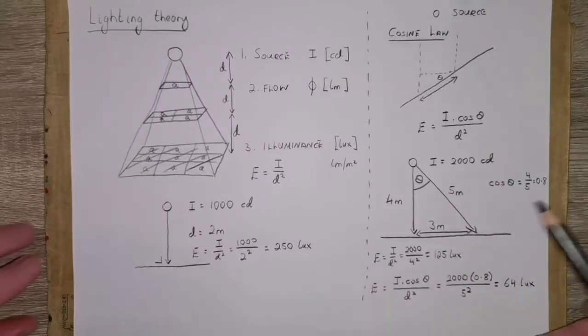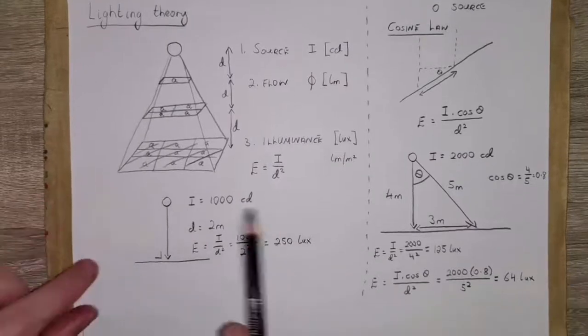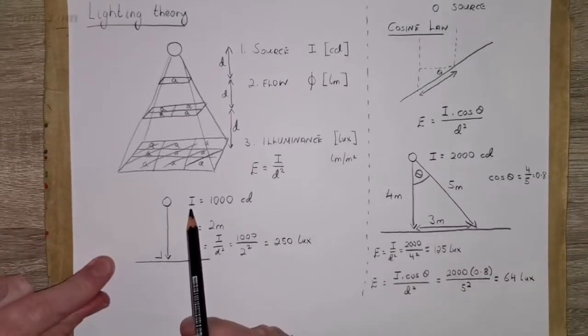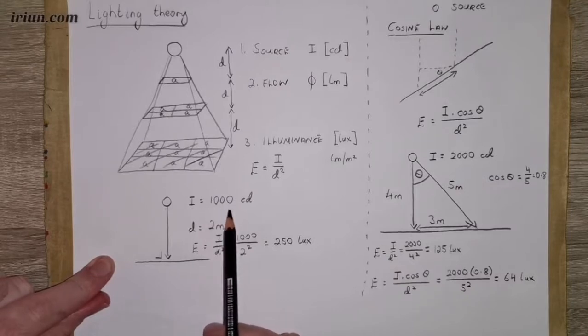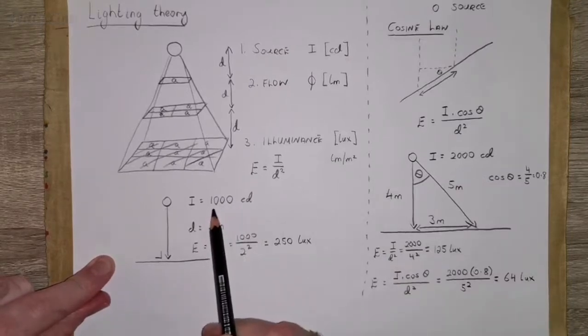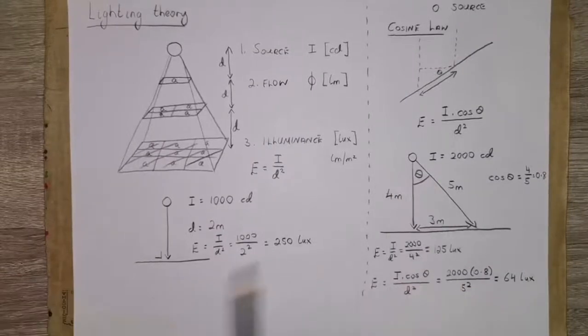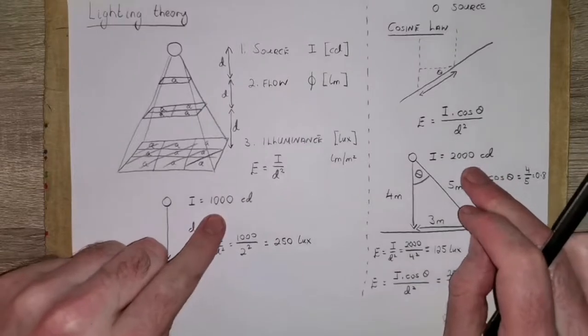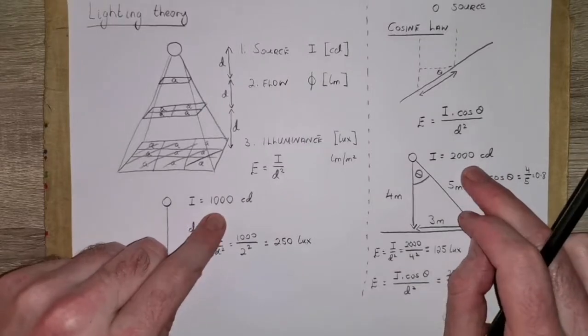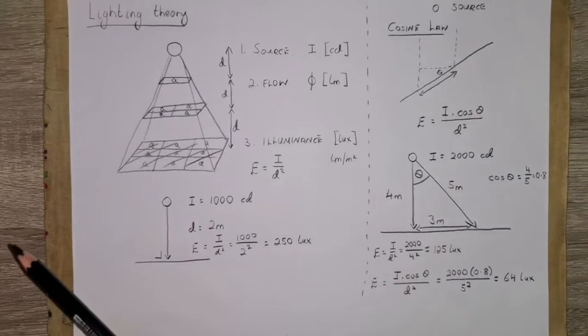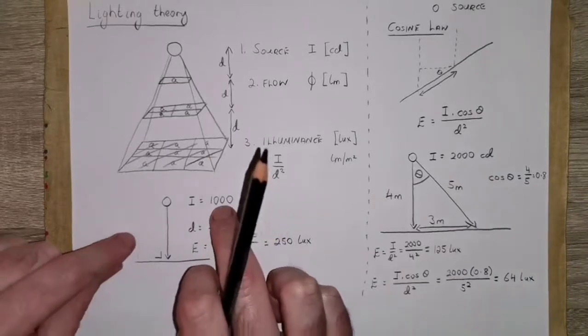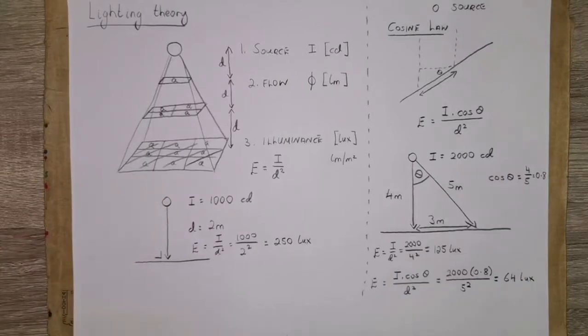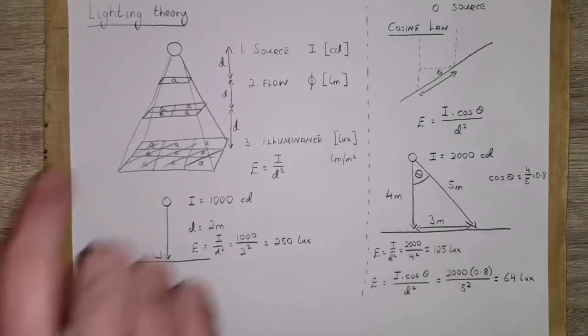Now, in all of these questions that we've done beforehand, we were provided with the information about the light source in terms of its luminous intensity, its candelas. So in this one, for example, it was 1,000, and this one it was 2,000. But you may not always be provided with this information. You'll be provided with the information about the lamp or the luminaire specifically. Use this then to extract the luminous intensity, the polar diagram.